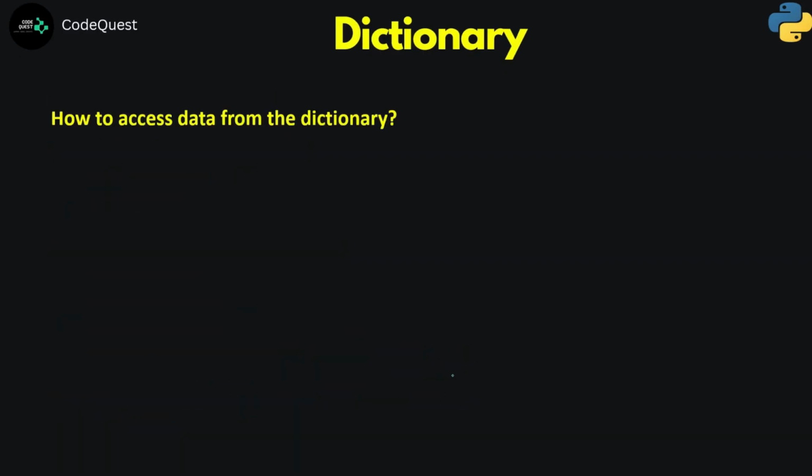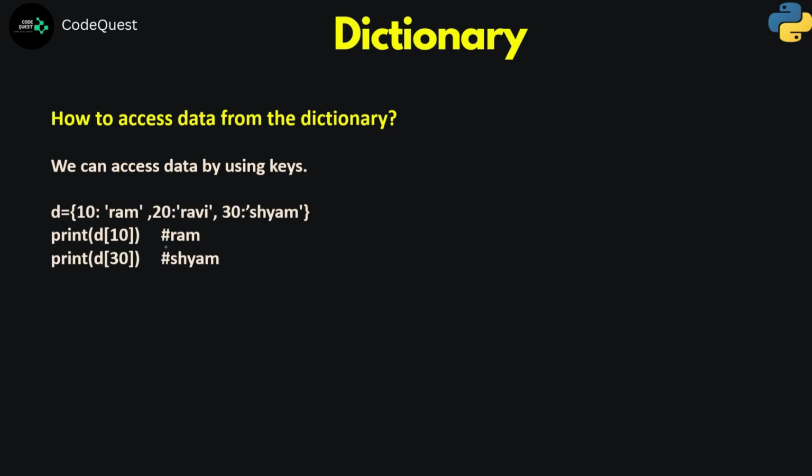Now once the dictionary is created, let us see how exactly we can access the data from the dictionary. So we can access the data by using keys, because every item is a key value pair. So we can take the help of the keys to retrieve the corresponding values. Now imagine we have created one dictionary with these three elements where every element is a key value pair here.